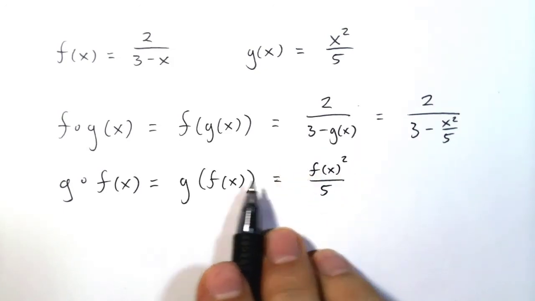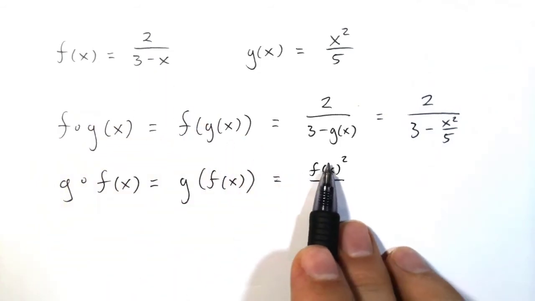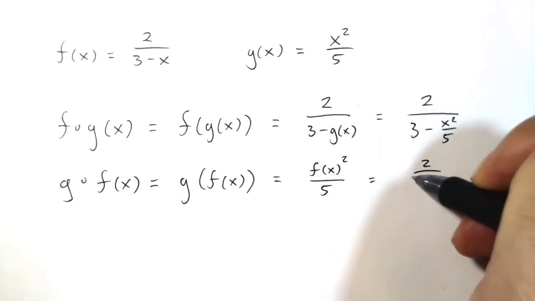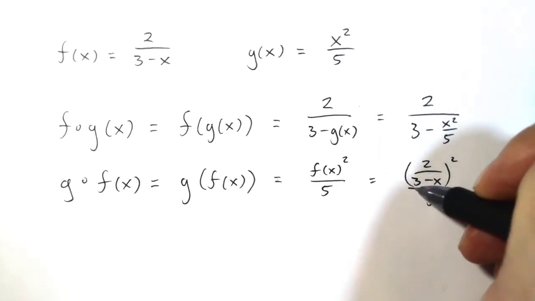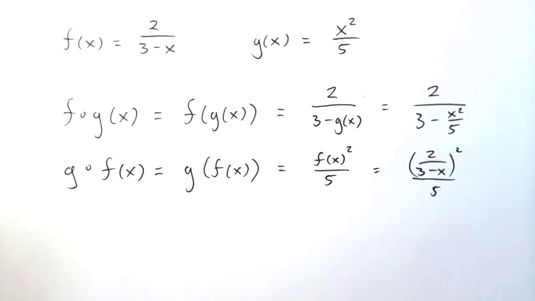Well, what's f of x? F of x is given by 2 over 3 minus x. So in place of this, I'm going to put 2 over 3 minus x. And there we have it. Okay, we could do some other things with these functions.